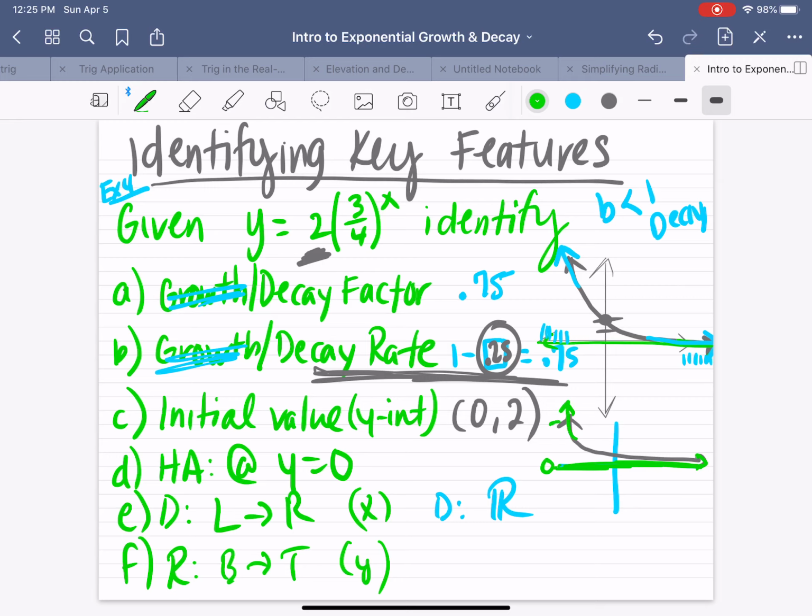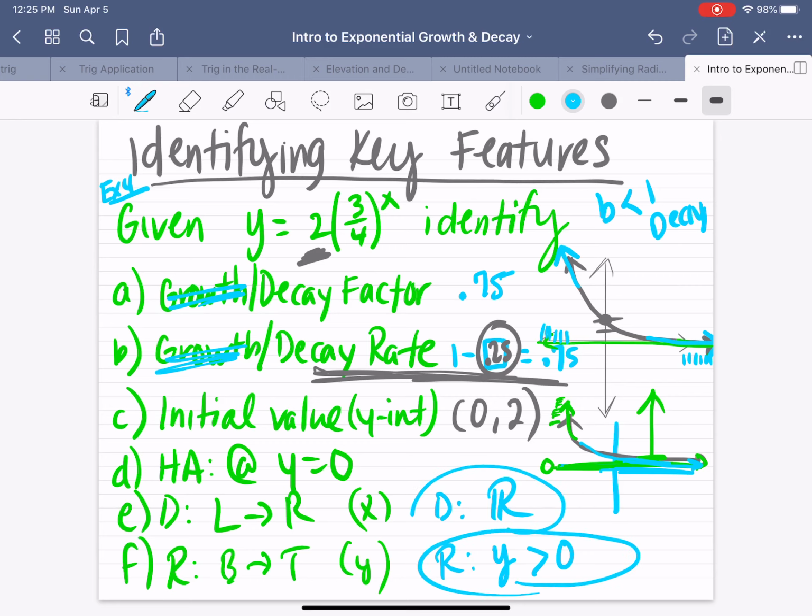This goes up, approaching positive infinity. So in other words, everything greater than 0, leaving our range to be y greater than 0. One more thing you should be asking yourself: do we include the 0 or no? We mentioned earlier that for HAs, you approach them. So we get really, really close to 0, but we never actually touch 0. So therefore, the domain and the range are the following.